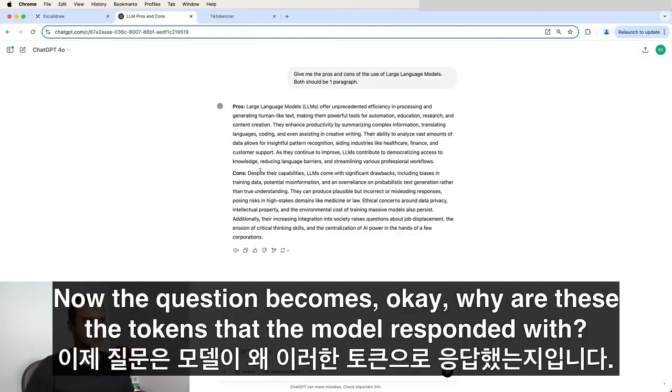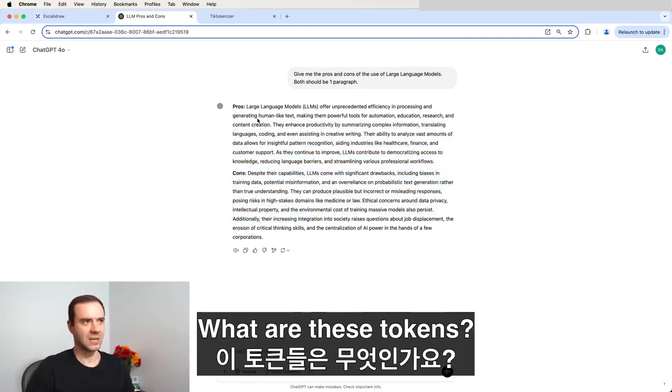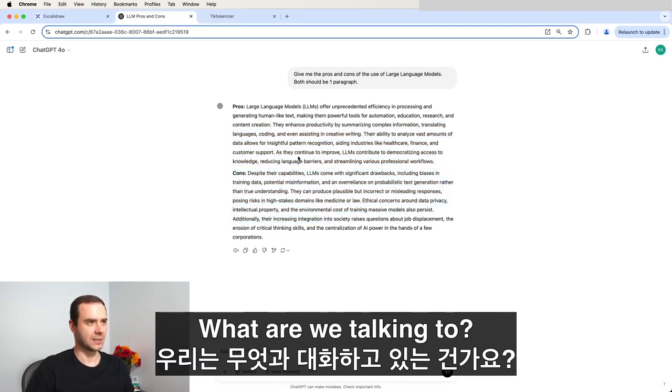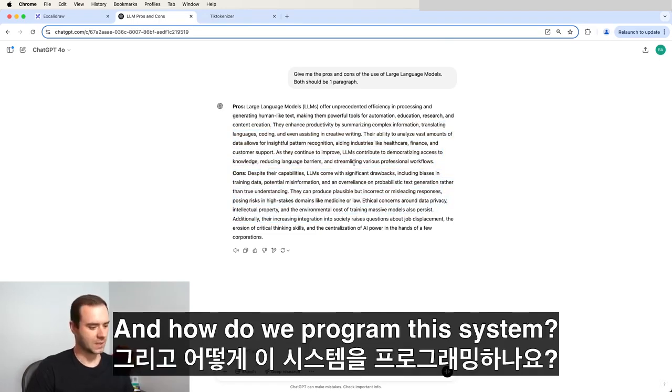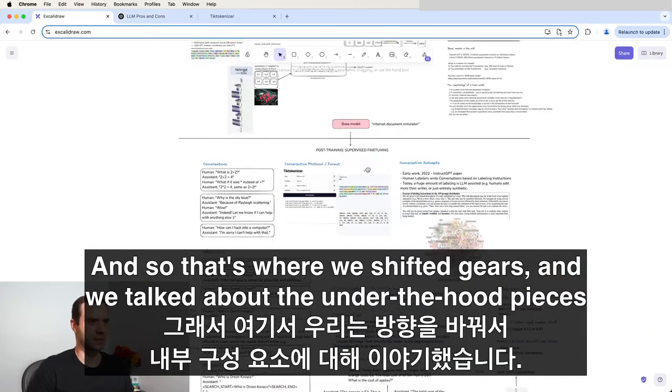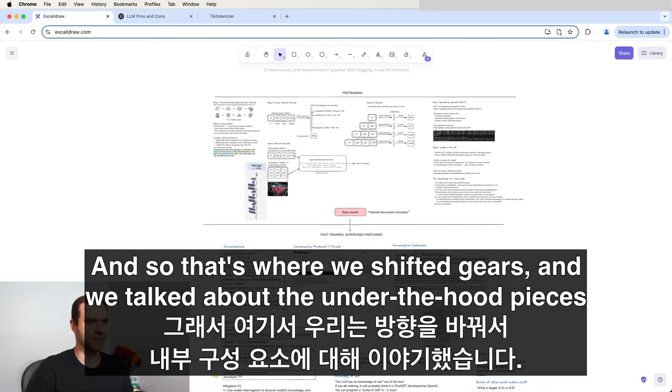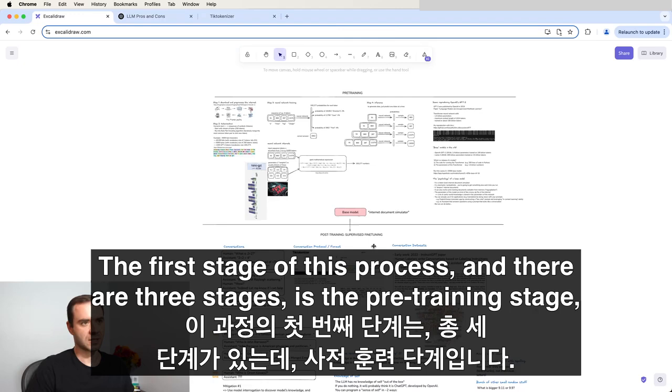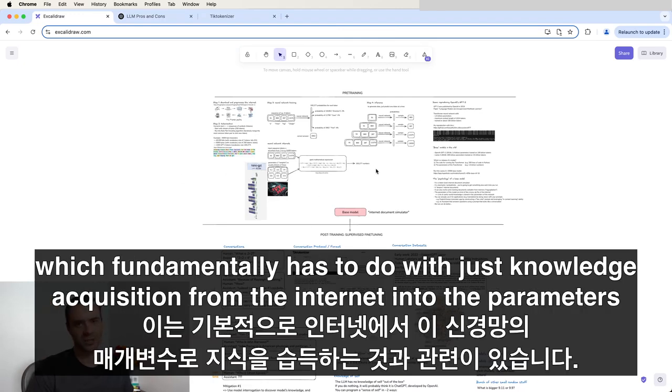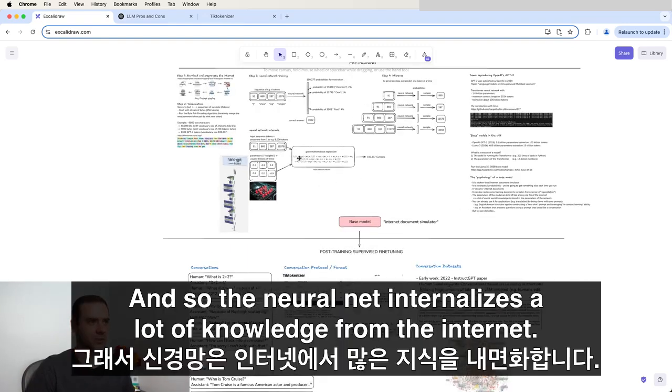Now the question becomes, okay, why are these the tokens that the model responded with? What are these tokens? Where are they coming from? What are we talking to? And how do we program this system? And so that's where we shifted gears, and we talked about the under the hood pieces of it. So the first stage of this process, and there are 3 stages, is the pre-training stage, which fundamentally has to do with just knowledge acquisition from the internet into the parameters of this neural network. And so the neural net internalizes a lot of knowledge from the internet.